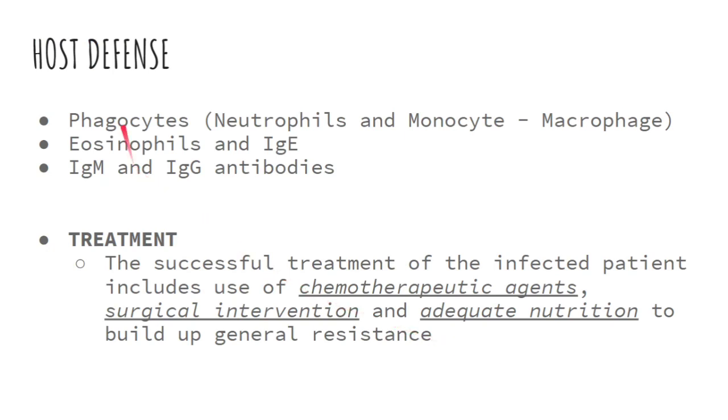Also, what are the different host defenses? So, paano natin lalabanan si parasite? We have your phagocytes, which are your WBCs, neutrophils, monocytes that can turn into macrophages. We can also have your eosinophils and IgE. We can also have your IgM and IgG antibodies. Ito yung mga defense mechanism natin against the parasites.